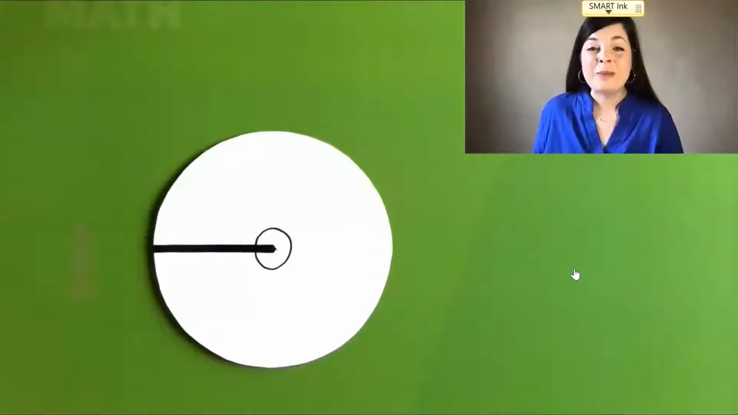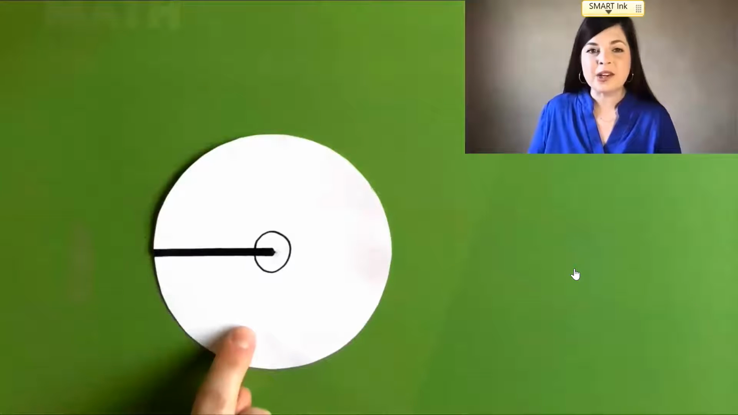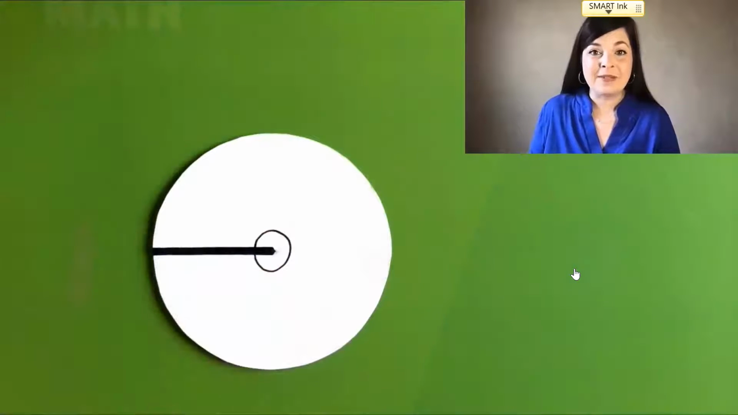We're going to start by creating a tool to help us explore angles. So first, grab your white circle and draw a circle around the center point, just like you can see on mine. The circle doesn't have to be perfect, but it's going to help us to see the angles better on the tool we're creating.